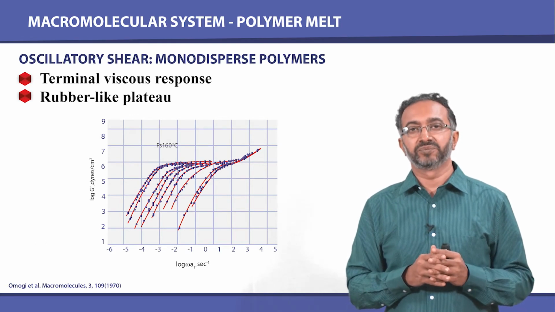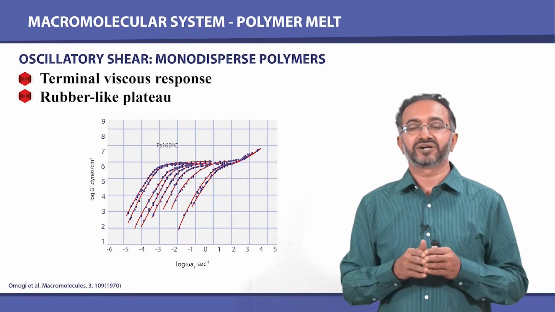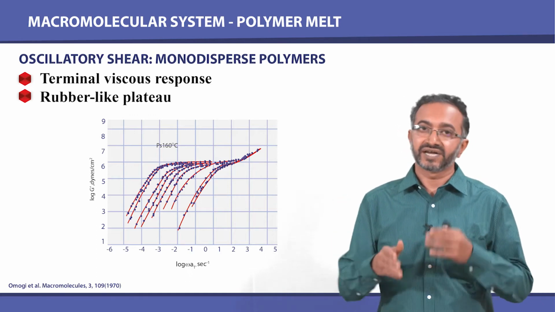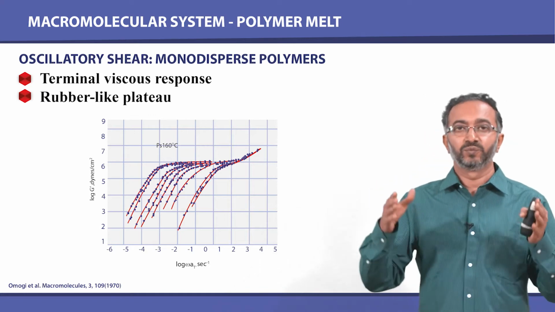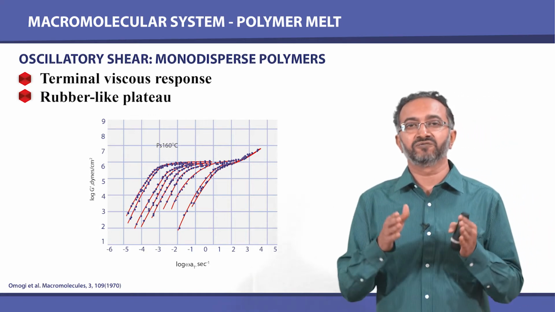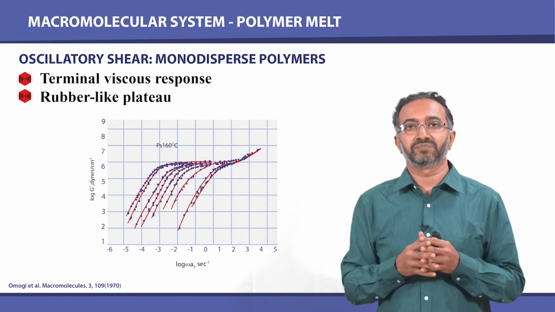Now, the length of the rubber like plateau region is a strong function of the molecular weight of the polymer. So, if the polymers are long, then the rubber like plateau is more significant. This is again understandable because the extent of entanglements will be much larger with the longer length, and therefore, over a wider range of time scales we see the rubber like plateau.